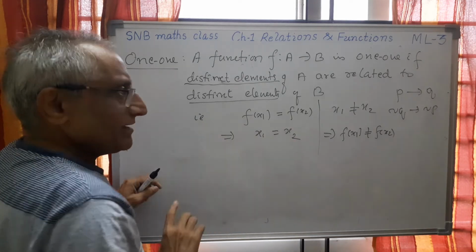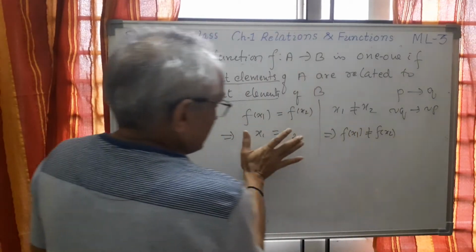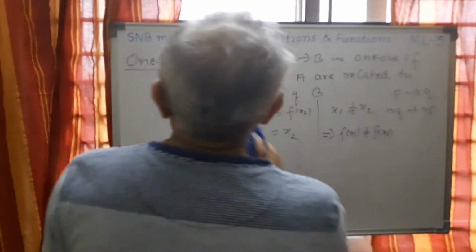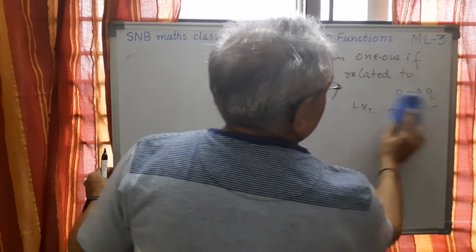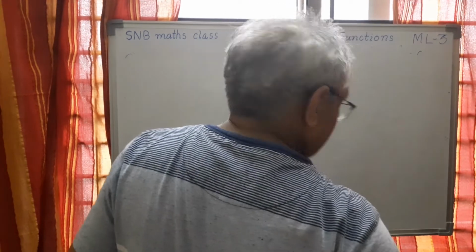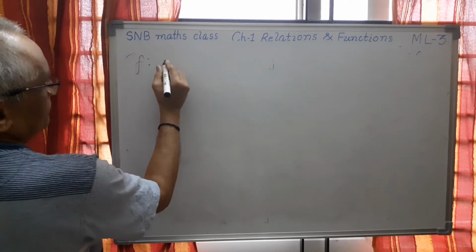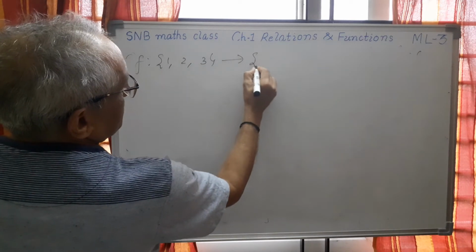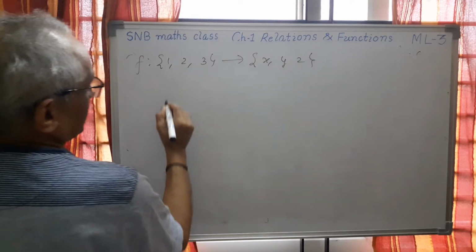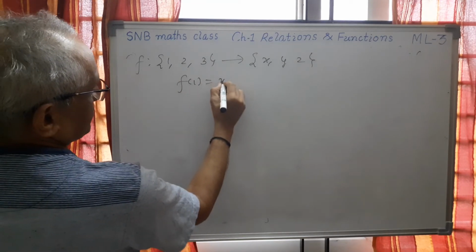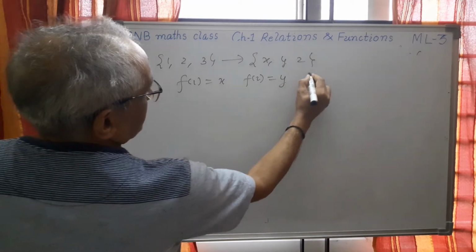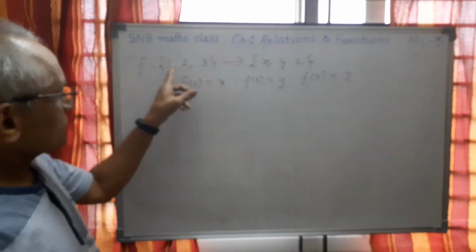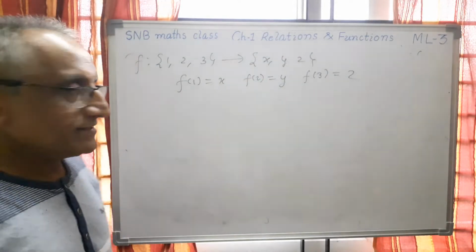Therefore, we use this. You can also equivalently use this one, but in most cases, proving one-one, we use this definition. Now let me take a few examples on one-one. Say f is a function from {1, 2, 3} to {x, y, z} defined by f of 1 is x, f of 2 is y, f of 3 is z. Definitely it is one-one. Distinct elements are going to distinct elements.